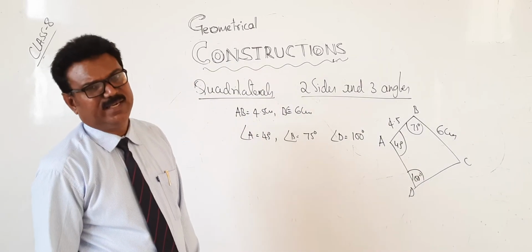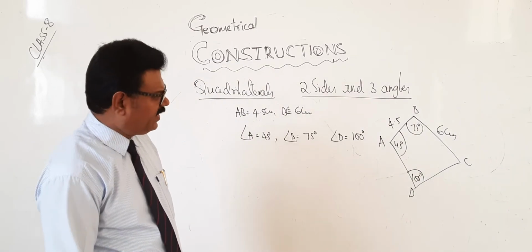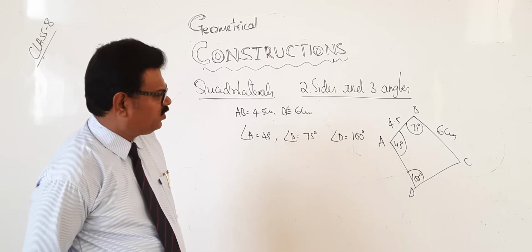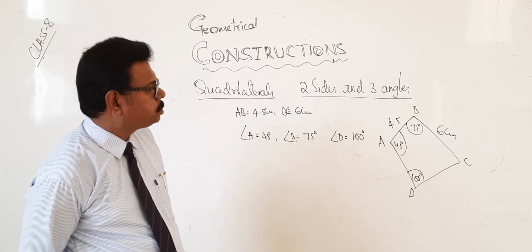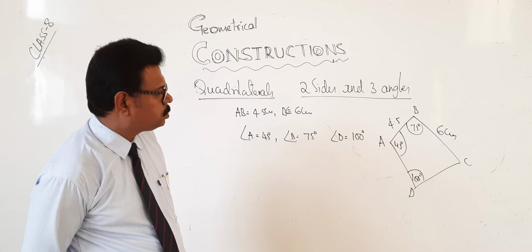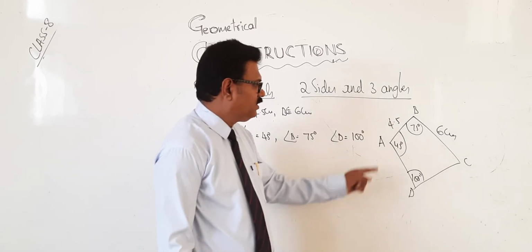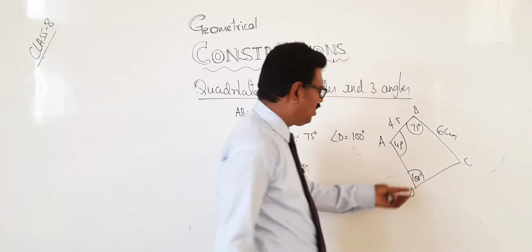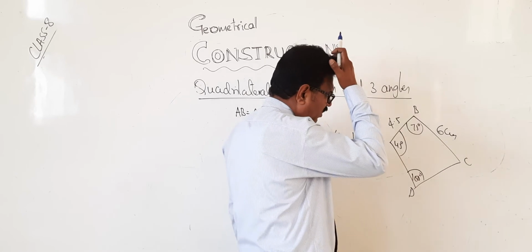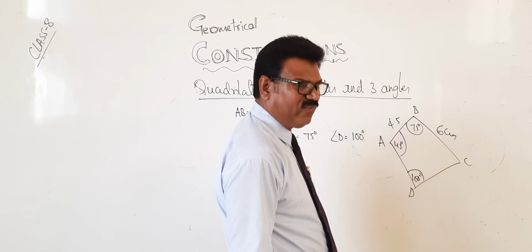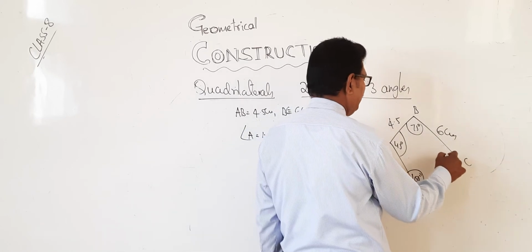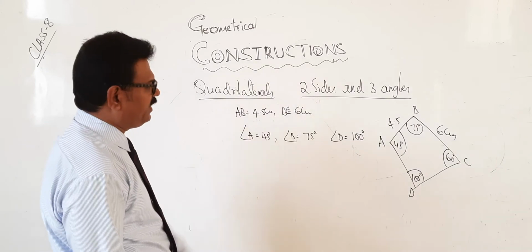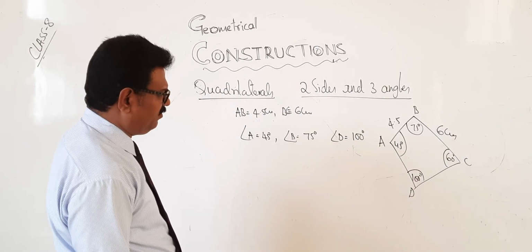Anyone? Very simple. How to construct this? Any angle you can construct. You can draw: 100 plus 45, 145. 145 plus 75, 220. 220 means this is 60 degrees. Okay? Now you can draw very simply.